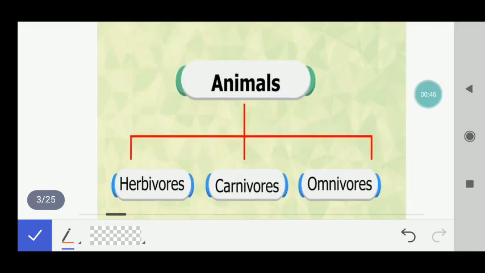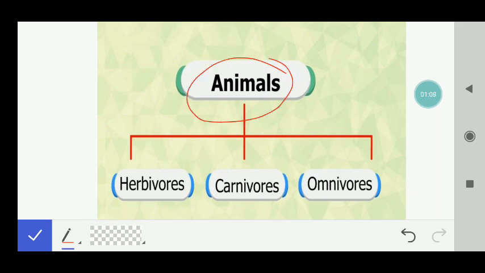Different animals have different food habits. For example, some animals eat only plants, whereas some animals eat only flesh of other animals, but some animals eat both plant food as well as flesh of other animals. Flesh means meat. So, based on the food habits of the animals, we categorize the animals in three categories: herbivores, carnivores, omnivores. Let us study all these in detail one by one.